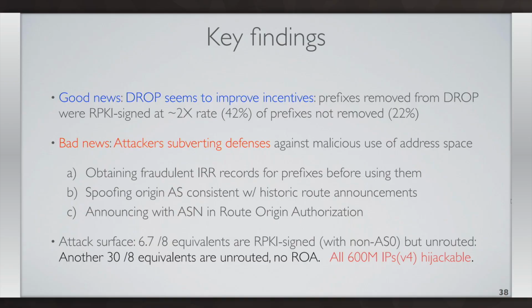So here are the key findings. The good news seems to be that the DROP list seems to improve incentives. Prefixes that were on the DROP list and were removed from it had a higher RPKI uptake.